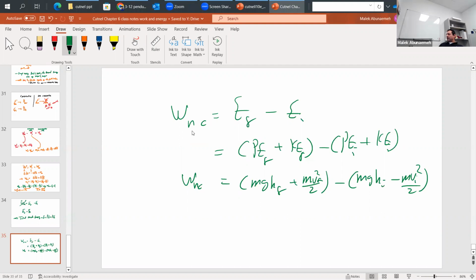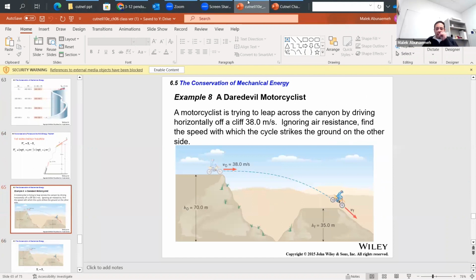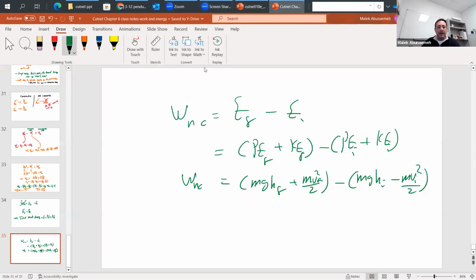All right. So let's do this one example, example number 8. Notice I'm deciding to leap across the canyon by driving horizontally off the cliff at 8 meters per second. You know the resistance. Find the speed at which the cycle strikes the ground on the other side. And so let's go ahead and write down the information for this question.